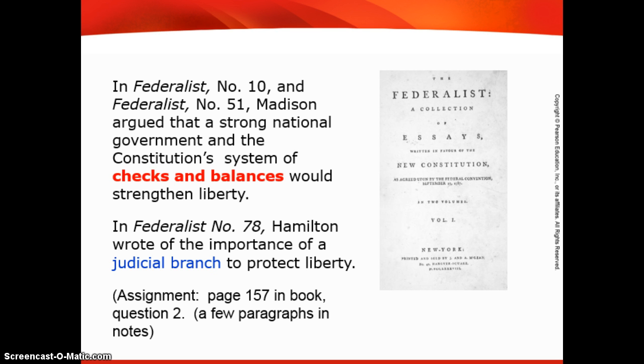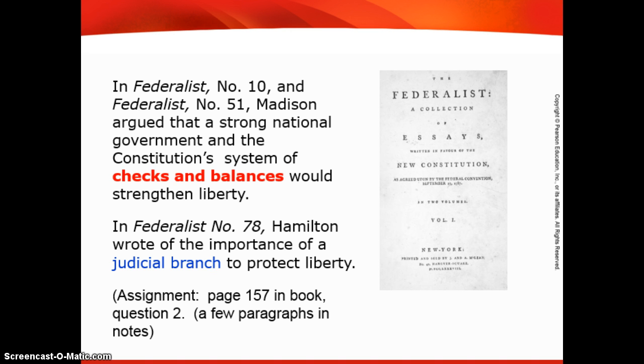In Federalist number 10 and Federalist number 51, Madison argued that a strong national government and the Constitution's system of checks and balances would strengthen liberty. Madison strongly supported separation of power and a system of checks and balances and a strong national government. Please keep your eye on James Madison as the semester continues. His views will change. In Federalist number 78, Hamilton wrote of the importance of a judicial branch to protect liberty.